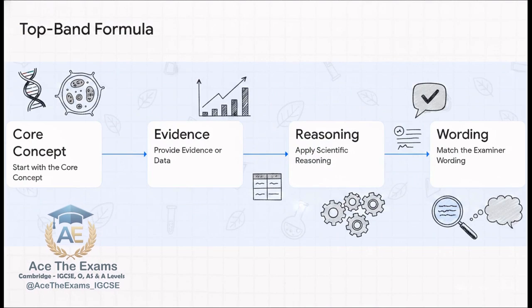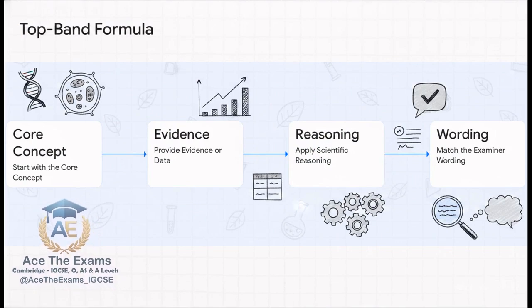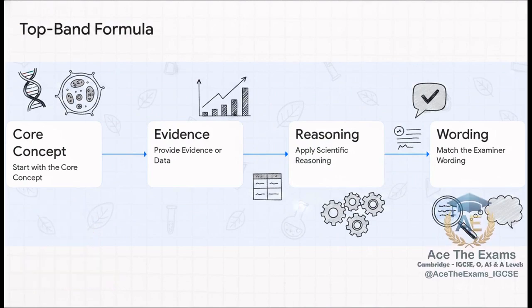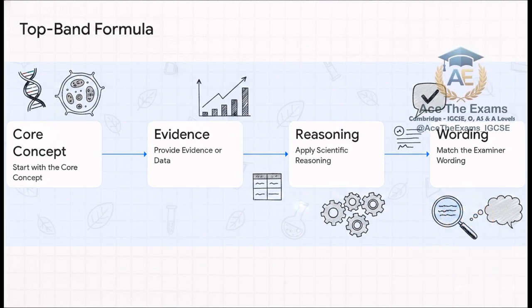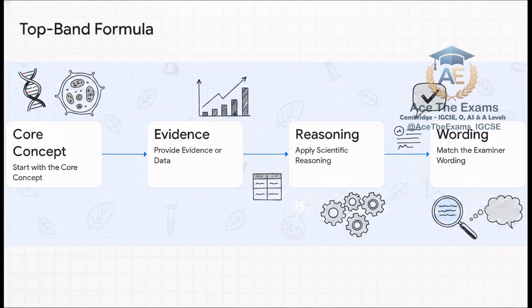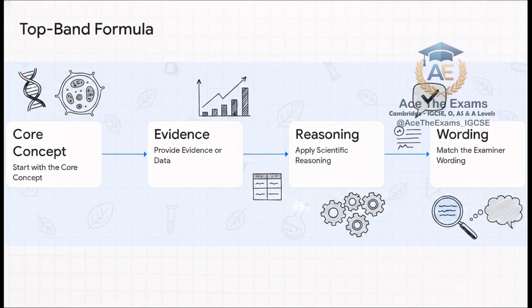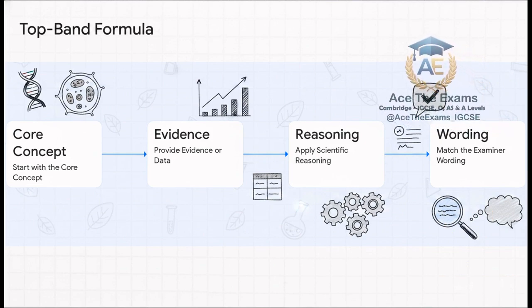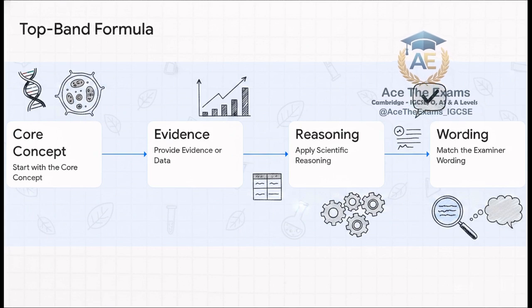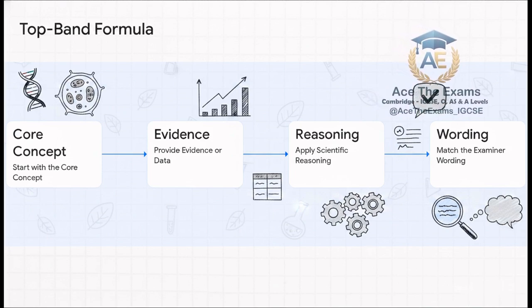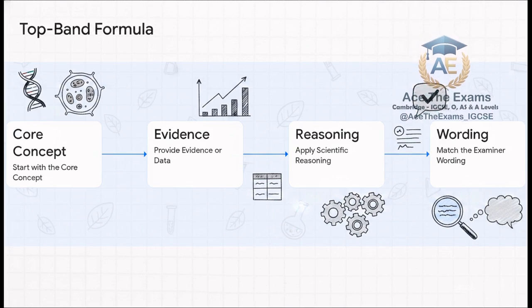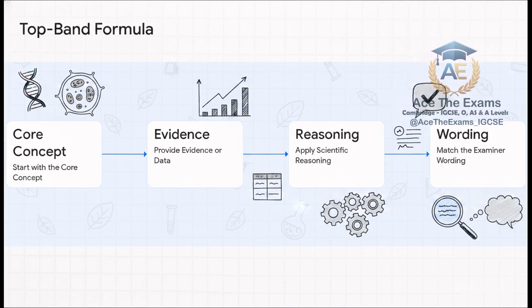To write that top band answer every single time, you need a repeatable formula. The candidates who pull the highest grades always follow this logical progression. First, start with the core concept. Second, provide evidence or data extracted directly from the tables or graphs they give you. Third, apply scientific reasoning to connect that concept to the data. And finally, match the examiner wording. Question your assumptions and justify your decisions with concrete evidence. If you follow these 4 steps, your answer becomes pretty much bulletproof, no matter what curveball the exam throws at you.